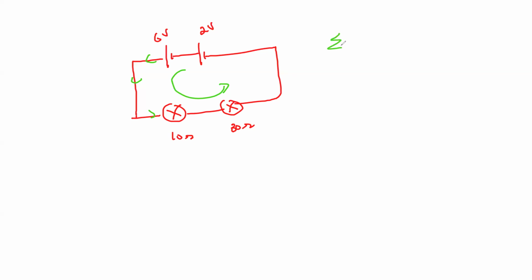The current which is passing through each component is I. According to Kirchhoff's law, the total EMF will be equal to the total potential difference. What is the total EMF? In this case, because the two supplies are pushing the charges in the same direction, the total EMF will be 6 plus 2.